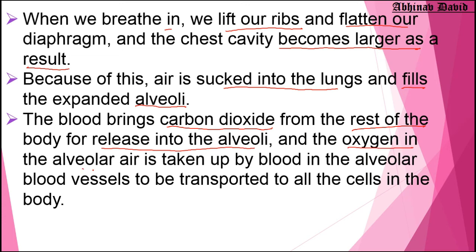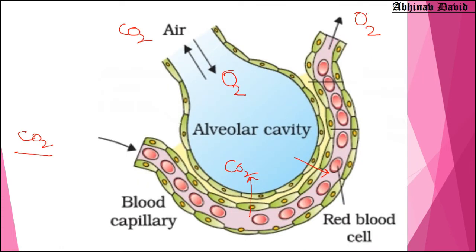oxygen from the alveolar air is taken up by the blood in the alveolar blood vessels to be transported to all the cells of the body. So the blood has now become oxygenated, and this blood will go to the heart, and the heart will pump this oxygenated blood to all the cells of the body so that the cells can do respiration and break down glucose and produce energy.